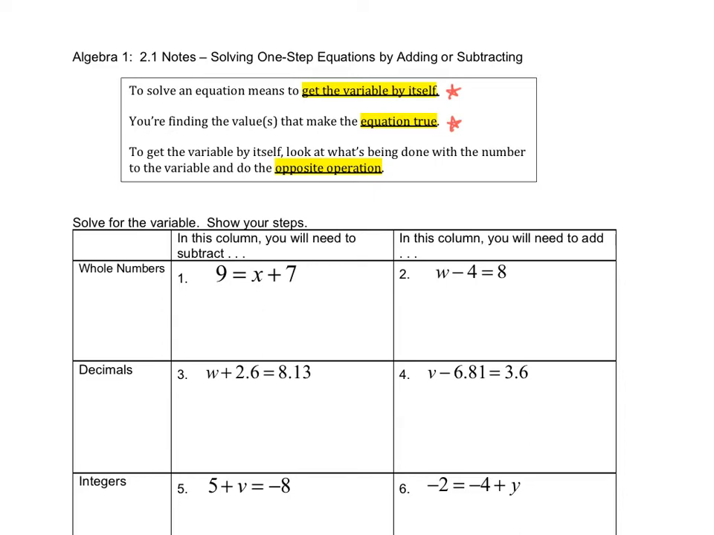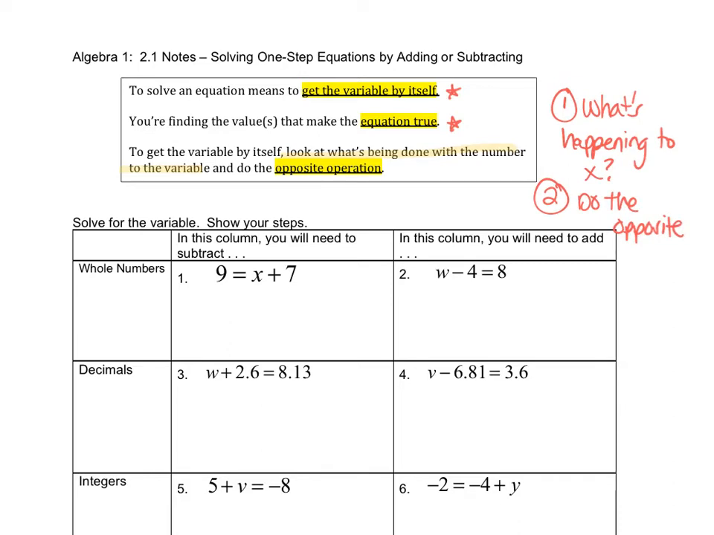And in order to get the variable by itself, you first look at what's being done with the number to the variable, and then you do the opposite. So in other words, the two things that I tell students about when it comes to solving one-step equations is first you ask yourself what's happening to x. So what's happening to the variable in the equation? Is it being added? Is it being subtracted? Is it being multiplied? Or is it being divided? And then once you figure out what's happening, you're going to do the opposite.